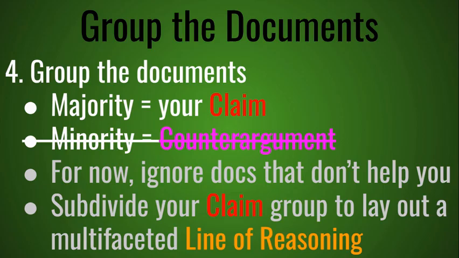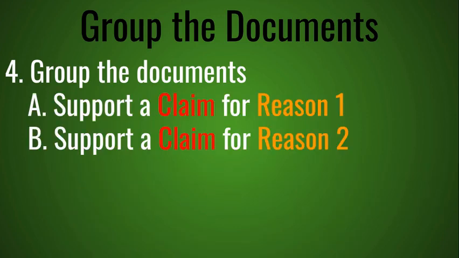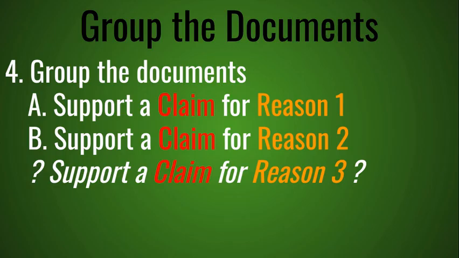So ignore the documents that don't help you, and now we're going to subdivide that main group to lay out a multifaceted line of reasoning: documents that agree, but maybe they analyze different subtopics, or they agree for different reasons, or they agree for different places around the globe. You can subdivide that. So now we're going to create more groupings, and we want at least 2 elements to this line of reasoning. So support a claim for this reason, support a claim for that reason. We can have more than 2 if you want a third group, no problem at all. You can absolutely do that.